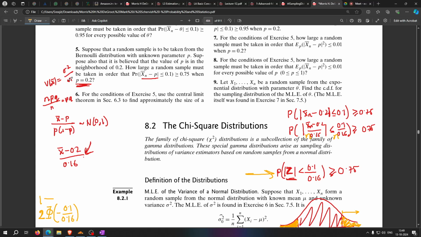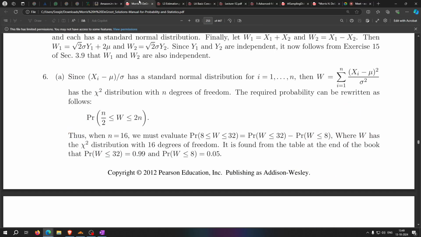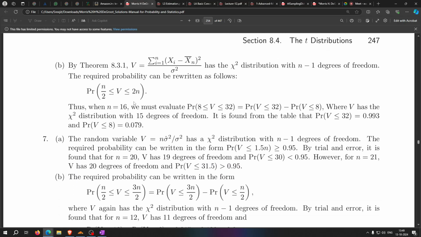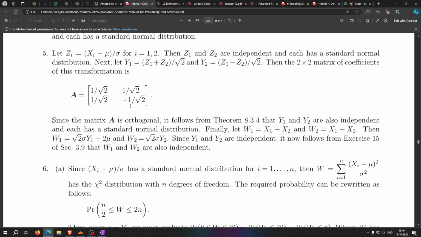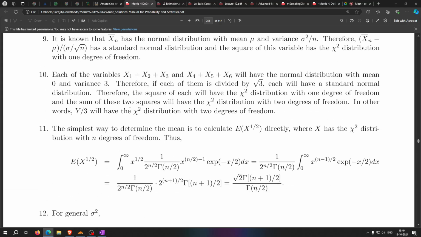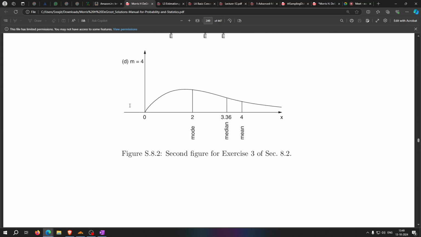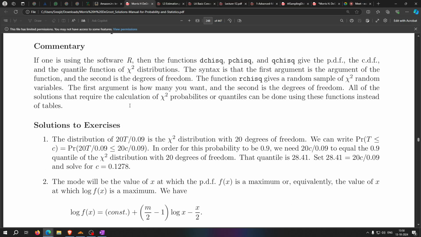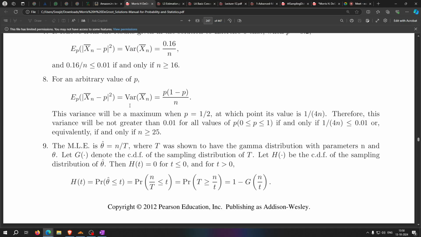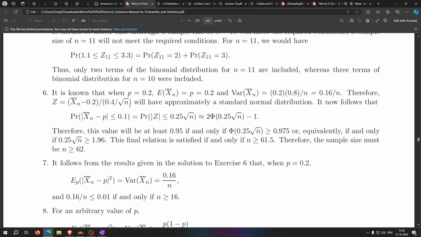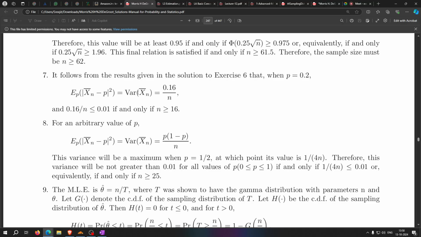So variance is sigma square by n. Standard deviation is, okay, just a sec. I'm doing something wrong. What am I doing wrong? Right, the variance of Xn bar is 0.16 by n.